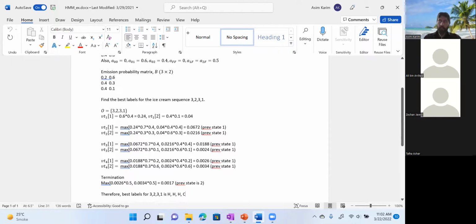So the best label, if you now follow the back traces, what are the best labels? H, H, H and C. So जब पहले दिन 3 खाई थी उस दिन मोस्ट बेस्ट लेबल वाज हॉट, दूसरे दिन 2 खाई थी फिर हॉट था, तीसरे दिन फिर 3 खाई फिर हॉट था, और जिस दिन 1 खाई वो कोल्ड था. So we have now solved the decoding problem or the sequence labeling problem.